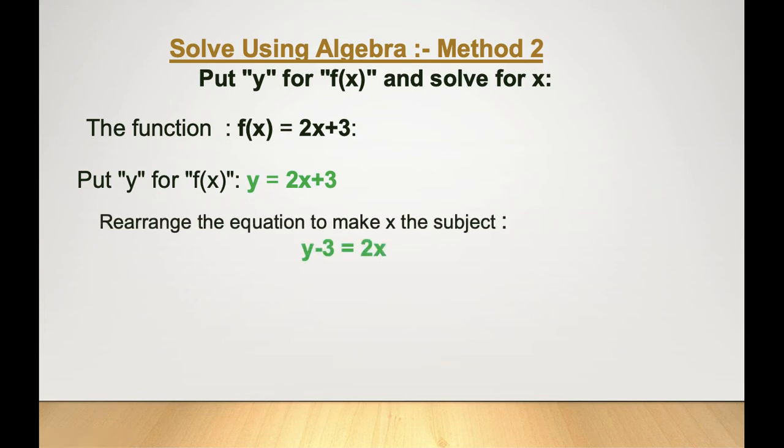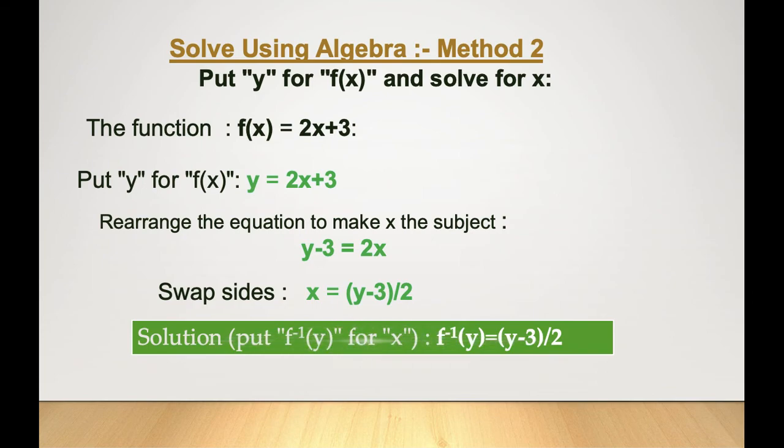The next step is you have to solve for x, right? So you rearrange the equation to make x the subject. I'll make x the subject by transposing positive 3, which becomes negative 3, and then dividing by 2, so it will be y minus 3, the whole divided by 2. I just flipped the equation and brought x here. So x is equal to y minus 3, the whole divided by 2.